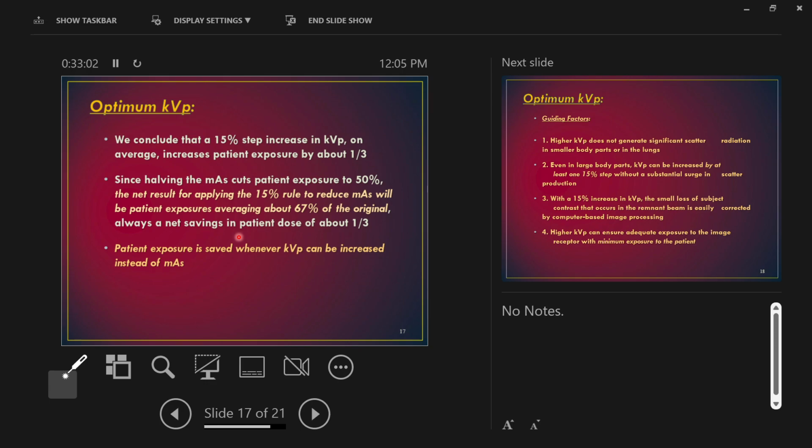So roughly speaking, we can get away with this 1 or 2 times, okay? Like 1 or 2 increases of 15%, and subsequently cutting the mass in half at those same times, and still have usable images. But if you do too many steps of increase, you start to destroy contrast, okay?